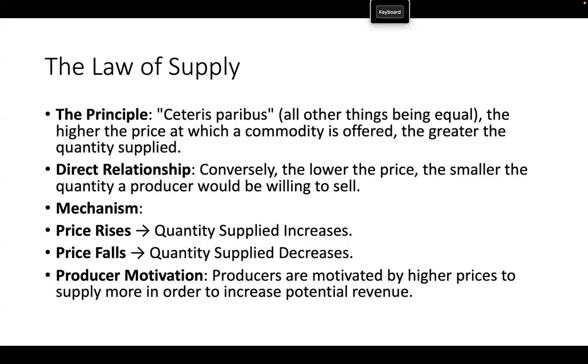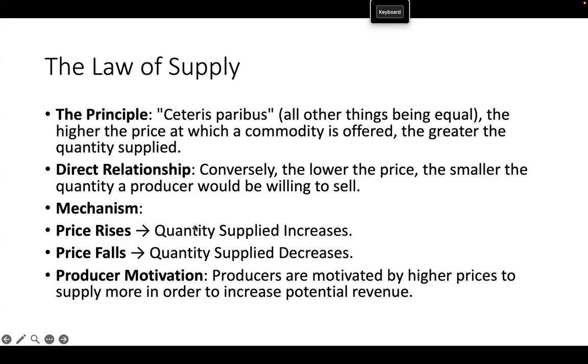So when price rises, quantity supplied rises. When price falls, quantity supplied decreases. The producer's motive is that they are always aiming at higher prices to maximize profits. So they will always supply more product at higher prices and less product at lower prices.